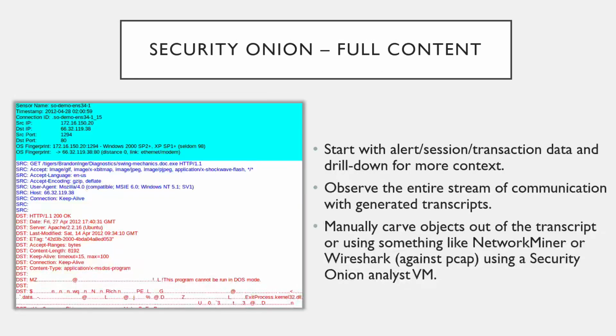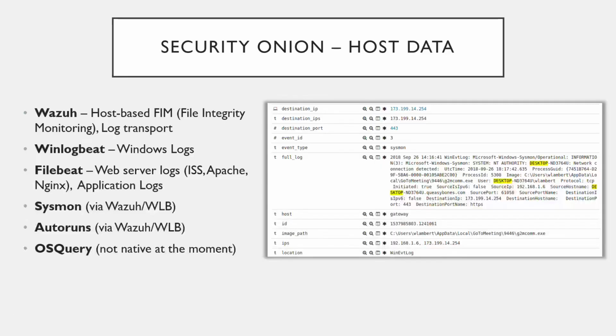Yeah, and to go back, of course, you can manually carve objects out. You can pivot to Wireshark as well. So if you want to, go from an IDS alert and pivot to Wireshark, the PCAP, you can carve different files out that way as well.